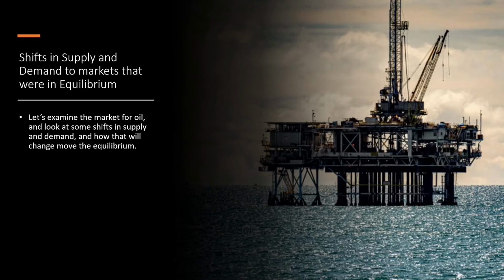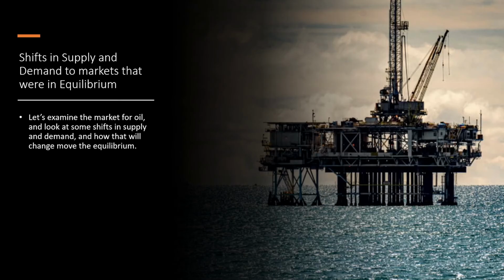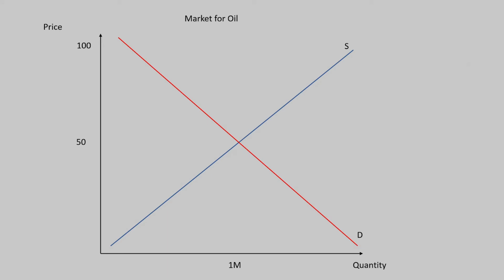Okay, so let's have a look at shifts in supply and demand to markets that are in equilibrium. Let's examine the market for oil, because I think it's a useful example, and look for some shifts in supply and demand and how that will move the equilibrium. Previously, we were just looking at when a market's in a shortage or an oversupply, and moving along those supply and demand lines. But let's shift them. So let's look at our market for oil. We have our price on the left here, and our quantity, which will be in millions of barrels of oil.